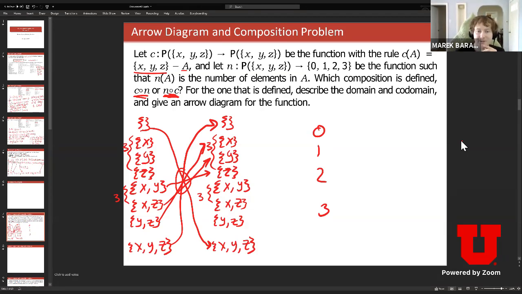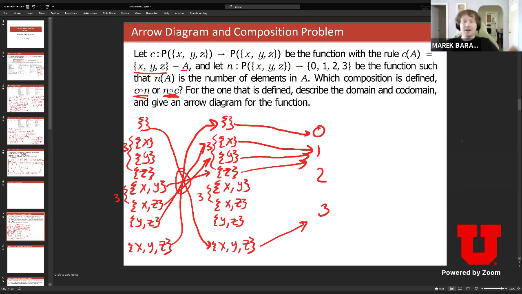Finally, we need to do the arrow diagram for the composition. One second. Make sure I'm doing this. Yep. Okay. So the empty set goes to 0. These ones go to 1. That doesn't go to 2. So the n relation is the number of elements in the set. This one goes to 3. And so this is our compressed diagram, our expanded diagram.